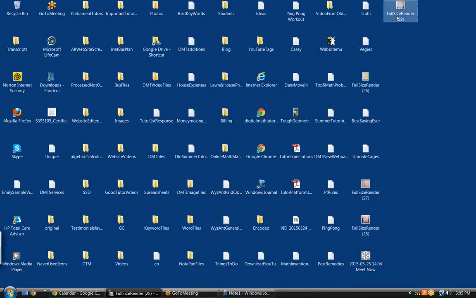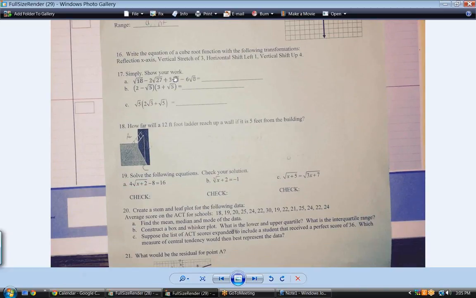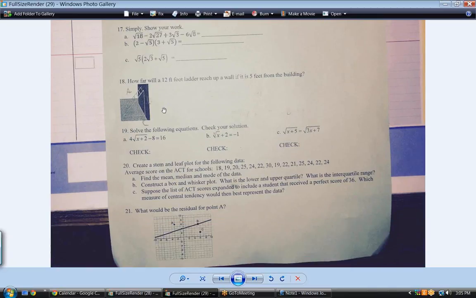Then let's see, what about 16? Actually, 15 is a cube root expression. Okay. 16 is simplifying radicals. Okay. 18 is the Pythagorean Theorem. Mm-hmm. 19 is solving radical equations. Okay. And 20 and 21 are statistics. All right, I just want to make sure that on the sheet he had all the headings.